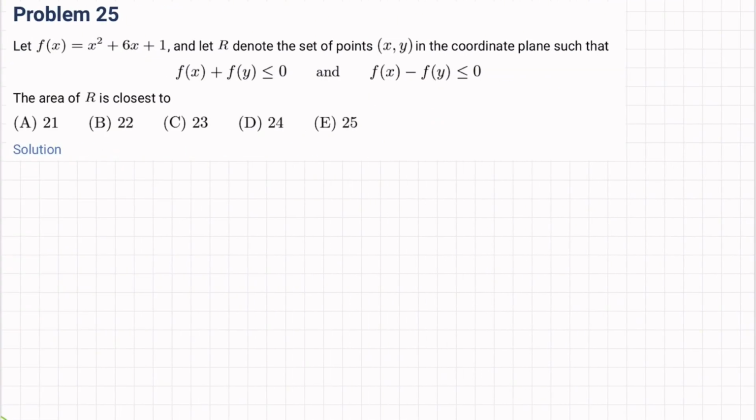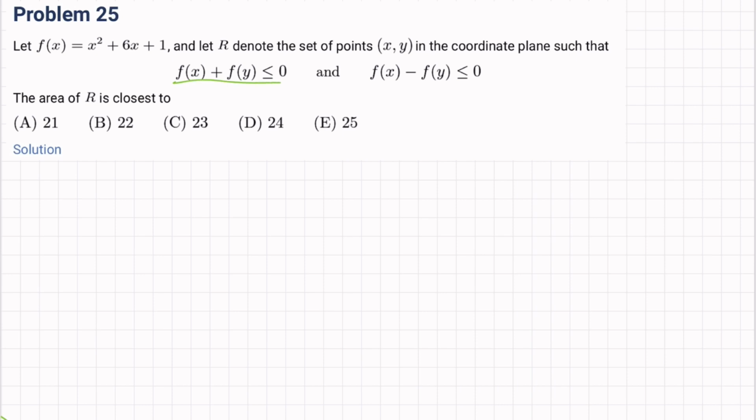Let f(x) equal x squared plus 6x plus 1, and let R denote the set of points (x, y) in the coordinate plane such that this is true and this is also true. The area of R is closest to what we want, right? There is a reason that I made this on a grid: just drawing a graph on here is simpler, right? And so first of all, let's try this condition.